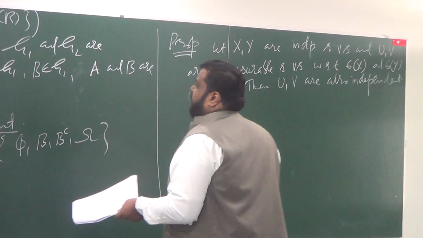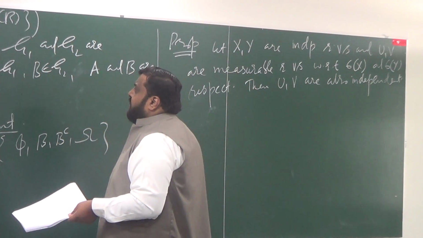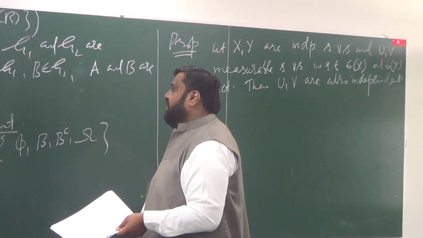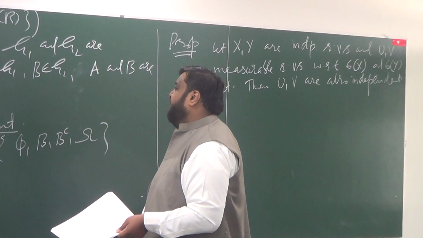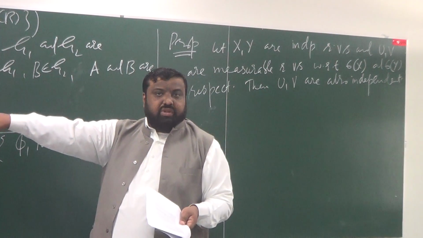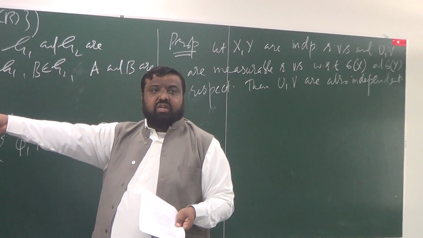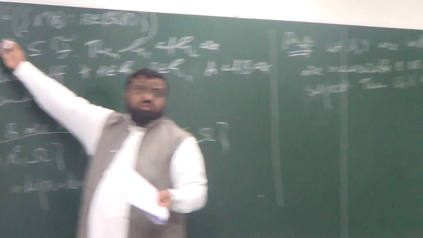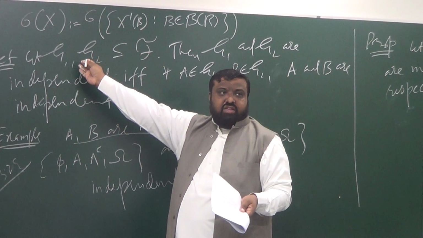By the way, one proposition that you can prove easily, and it's just evident from the definition, is that if you have two random variables which are independent from each other, then the sigma fields generated by those random variables would also be independent from each other. Why would this be the case?